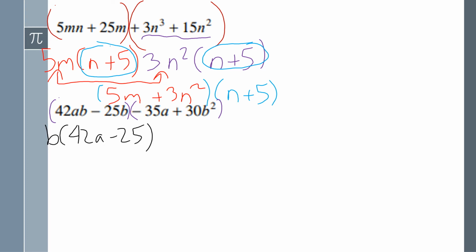Okay, so let's look at the second binomial. What do they have in common? Remember the special rule about things in front. Because you have a negative number in front, that means the thing that they're going to have in common is a negative number.